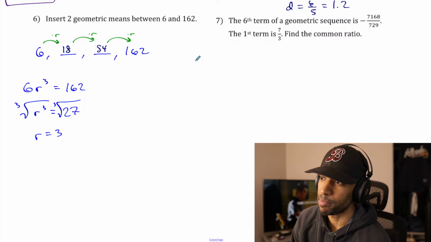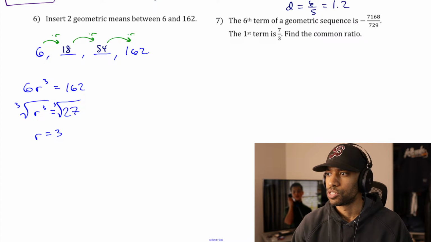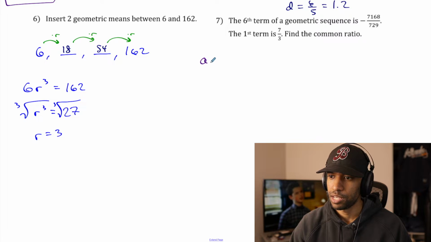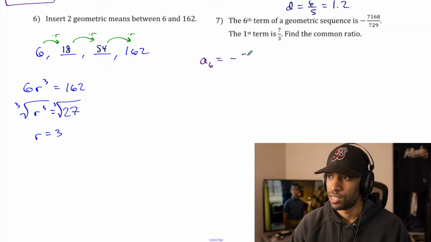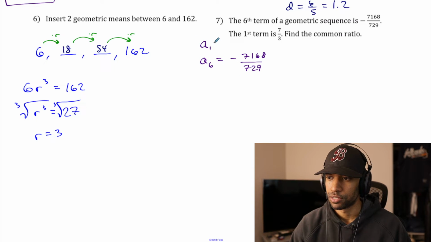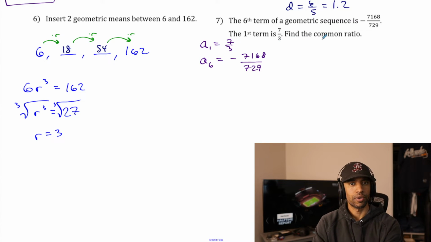The 6th term of a geometric sequence is that. Oh my goodness, did I make you do this problem? Negative 7168 over 729. So a sub 6 is this. The first term is 7/3. Find the common ratio. Well, the same kind of thing can apply as we were just looking at before.